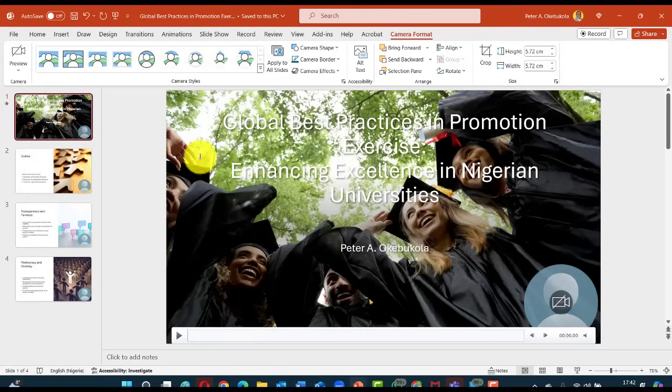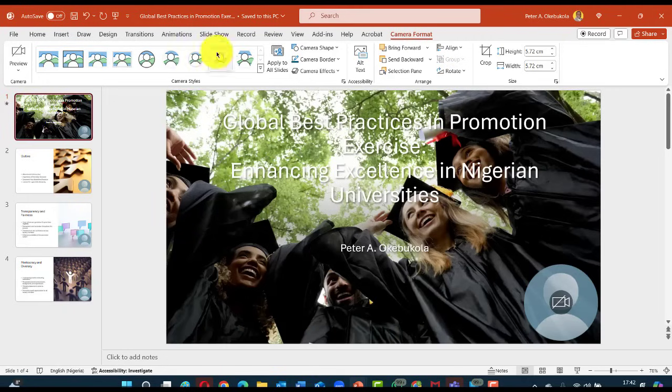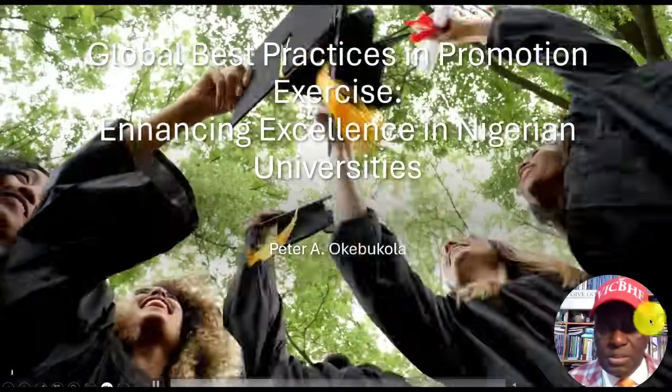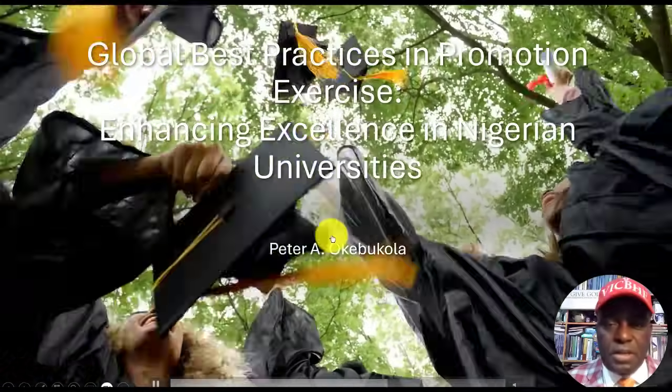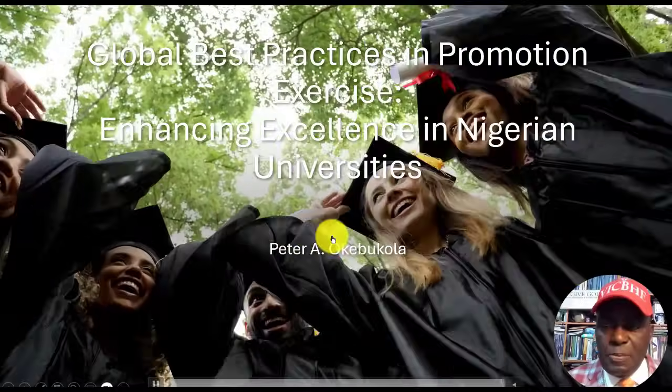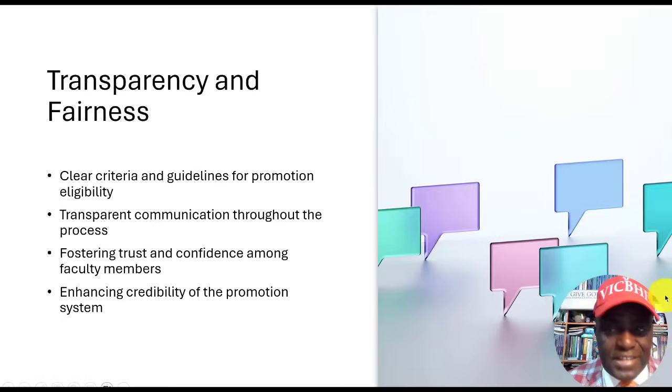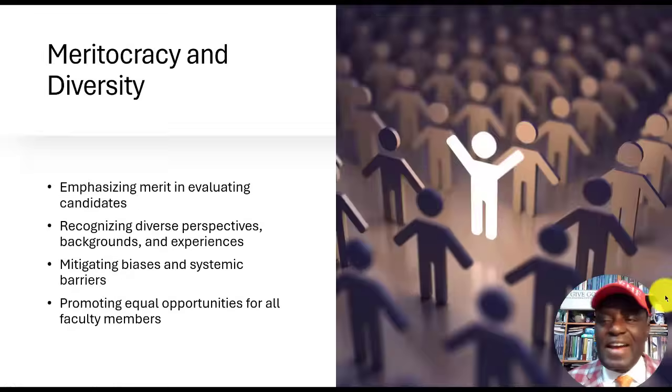So we already have applied this here. Let me show you how it is. Slideshow from beginning. So you can see me here. Hello, Vice Chancellor, and the rest of them, and my head of department. And it goes on to slide 2. You can see it's still here. Slide 3 is still there. Slide 4 is still there. And that's the last slide. So that's how cameo works.